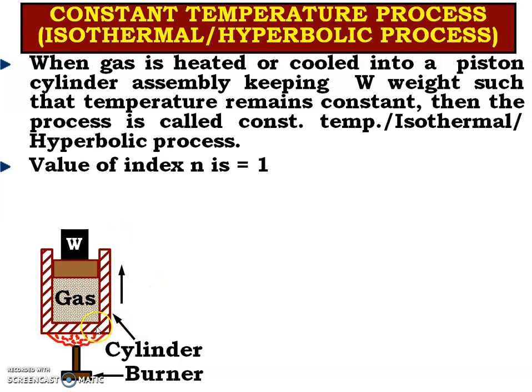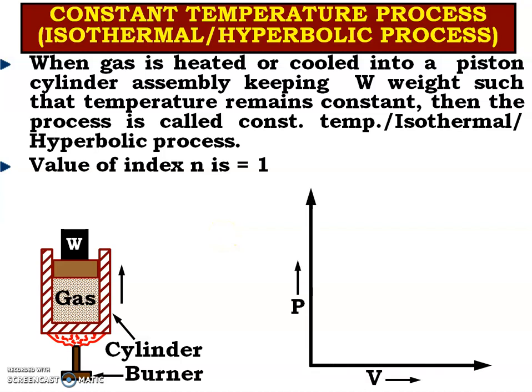This is the piston cylinder assembly where gas is filled up. This is the piston and this weight is adjusted as per the heat supplied so that temperature remains constant. Let us draw the PV diagram. At point 1, pressure is P1, volume is V1. When the heat is supplied, it reaches state number 2. And at point number 2, pressure is P2 and volume is V2.